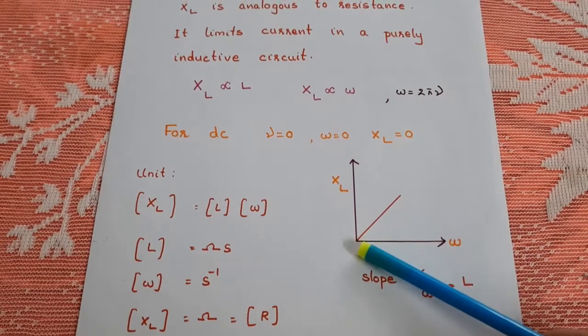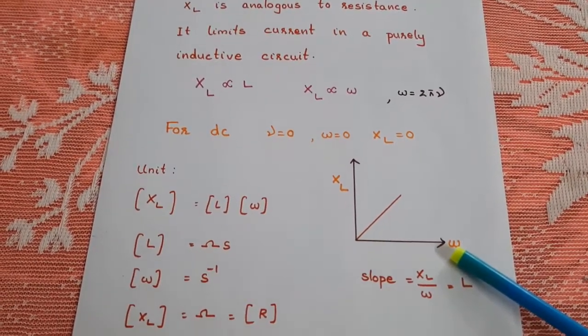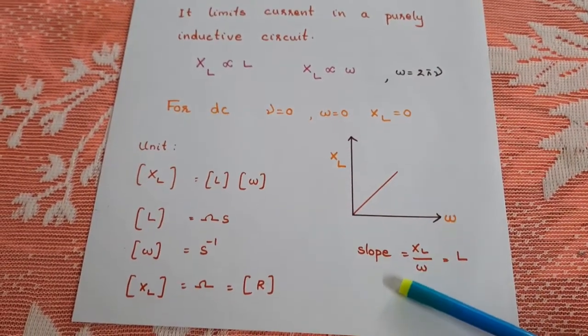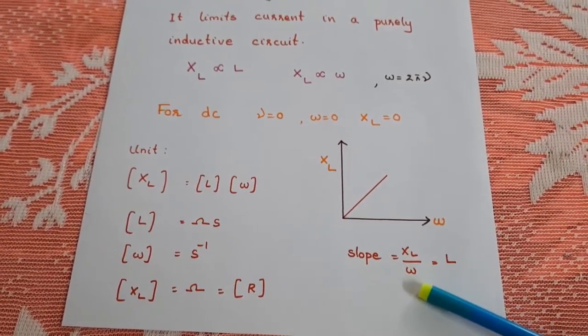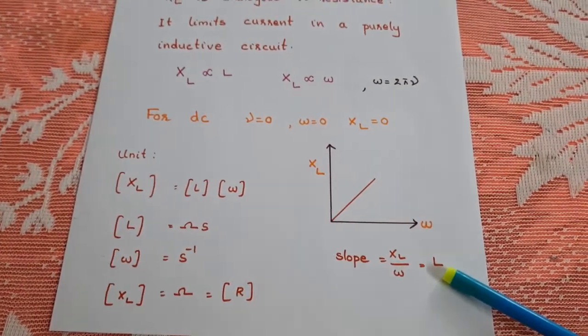As XL is directly proportional to omega, the graph between XL and omega is a straight line. And the slope of the graph is XL by omega, which is equal to L, the inductance of the inductor.